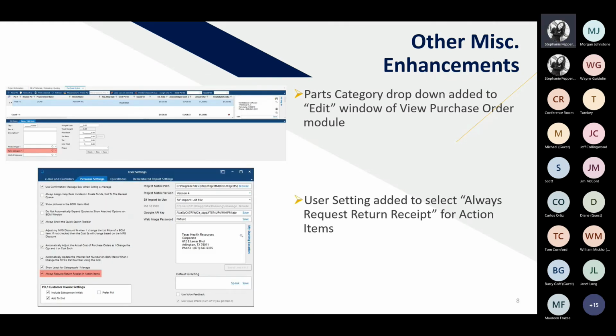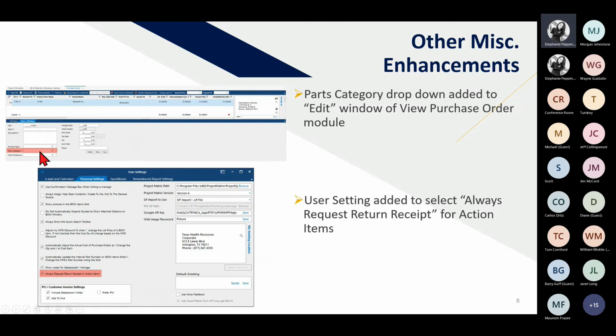Couple of other last miscellaneous enhancements. Again, in the purchase order window, view purchase order module, we added an edit item tab. So if you double click on a line item from your PO items, it'll open up the part that you've selected. And if you needed to adjust the parts category for whatever reason, you could. But where this really comes into play is when people are adding manual line items to a purchase order. So you click that new edit item and you just start typing.